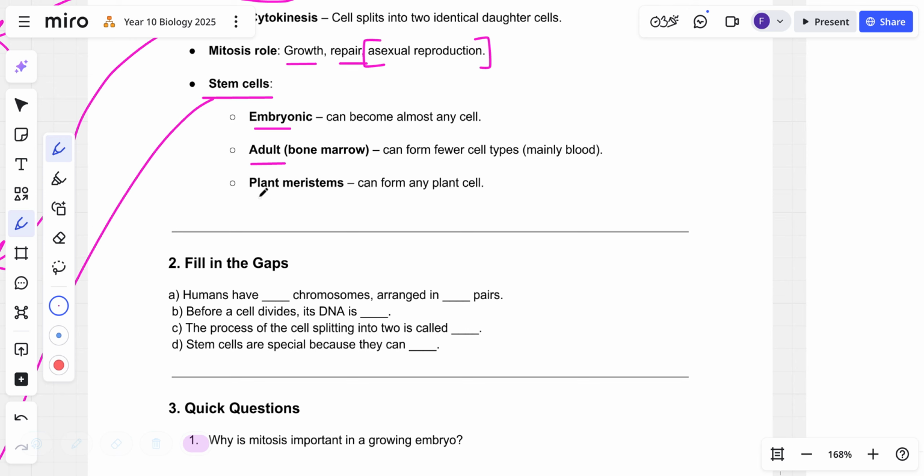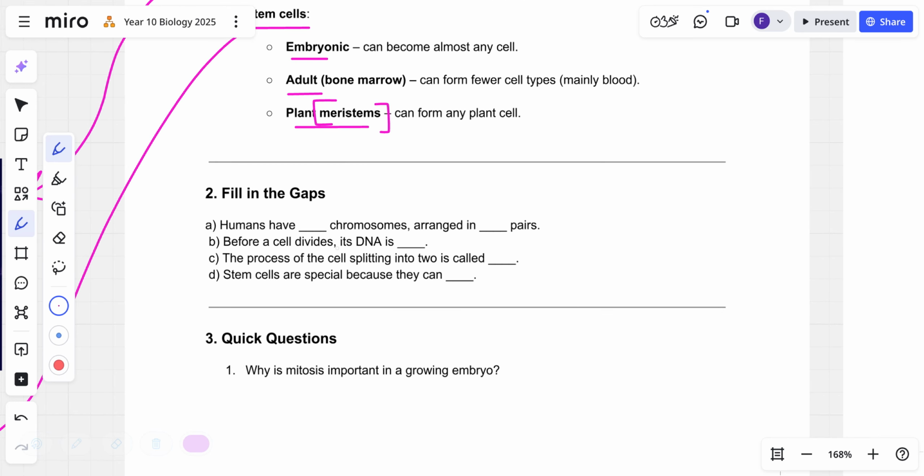And we also use them in plants. A classic one is bananas or tea, where we clone. I'll put a word up, meristems. The meristem is a stem cell from a plant, and that's what we use to clone plants, like tea. Okay, now, fill in the gaps.